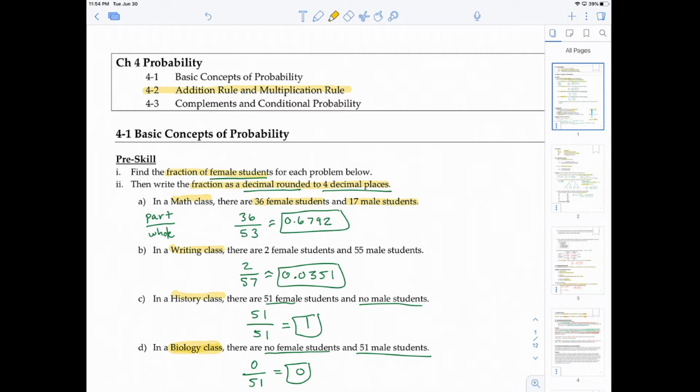In this video, I'm going to be covering 4-2, the addition rule and multiplication rule. I'm actually going to break this section up into two different videos. The first one covering the addition rule, and then the second one covering the multiplication rule of probability.